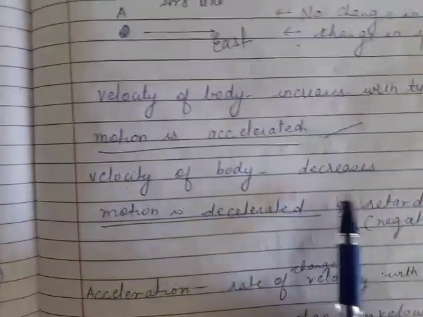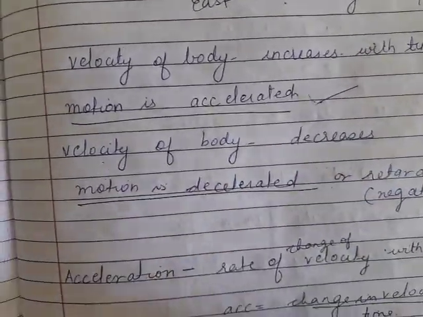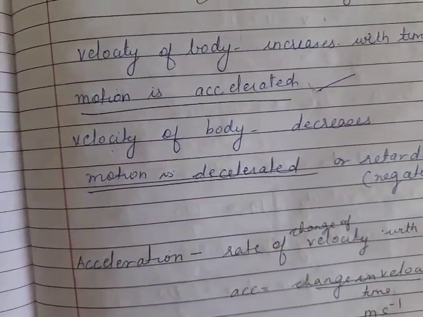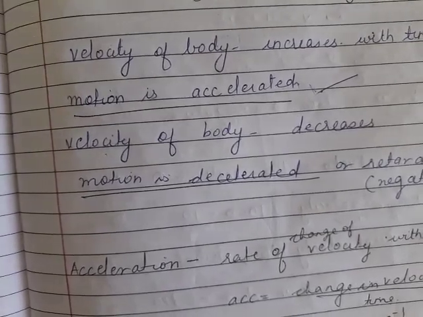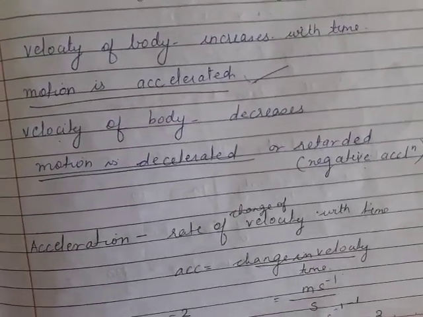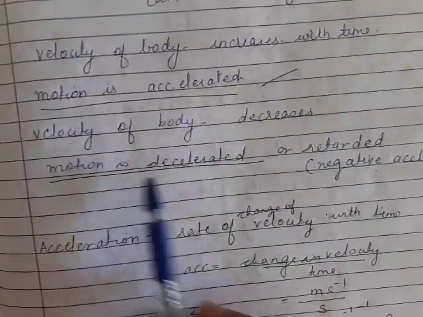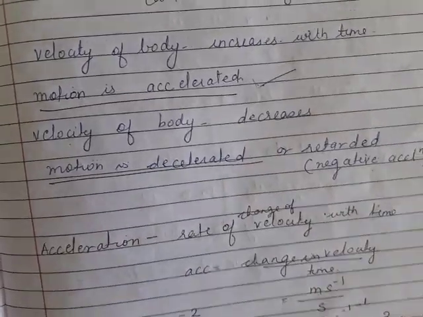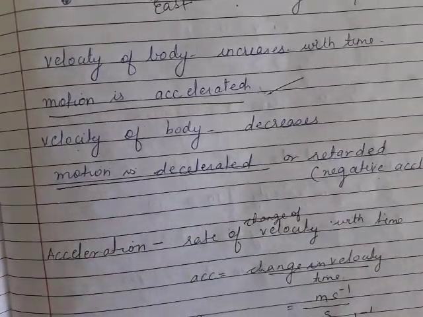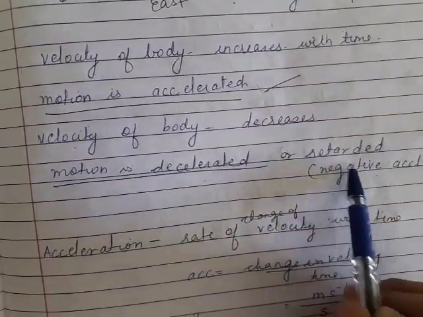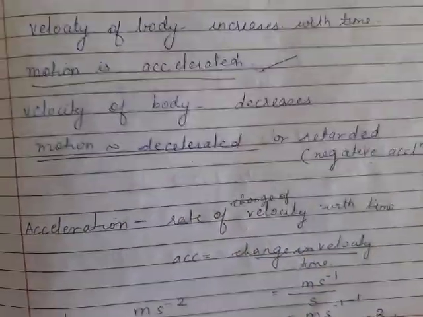And if the velocity of the body decreases, right, for example, after traveling on a smooth road with nobody on it, and you are going fast, suddenly you enter a busy road. So what happens? You slow down the speed of your bike. Once you slow down, the velocity of your body decreases. So what happens over here? The motion is decelerated, or retarded, or negative acceleration.